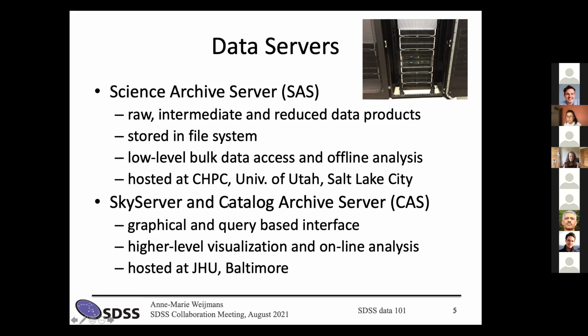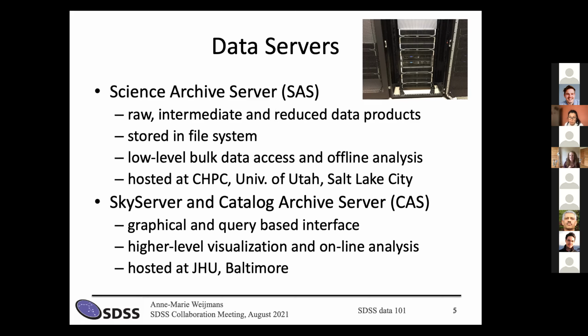So during the talk, these two terms will come back again and again. So please try to keep this in mind. SAS, Utah, spectra, files, and CAS is in Baltimore at Johns Hopkins, and it's more catalogs and queries.